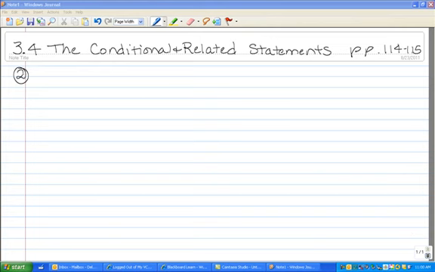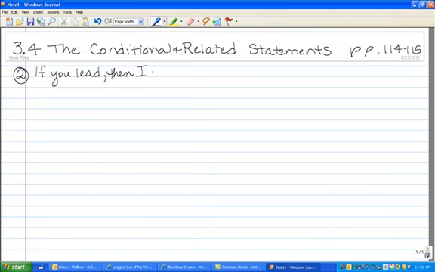I'm starting with number 2, and it says, for each given conditional statement or statement that can be written as a conditional statement, write the converse, the inverse, and the contrapositive in if-then form. In some of the exercises, it may be helpful to first restate the given statement in if-then form. All right, number 2, we have, if you lead, then I will follow. That's the direct conditional.